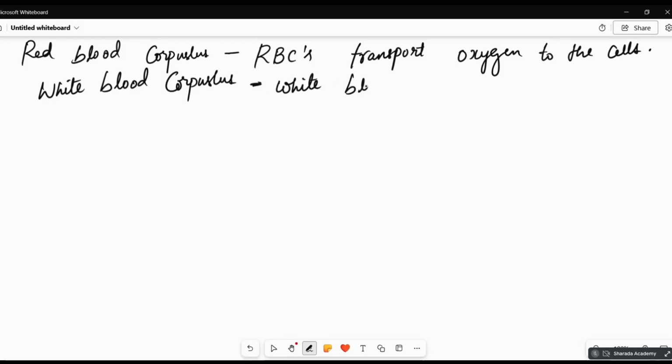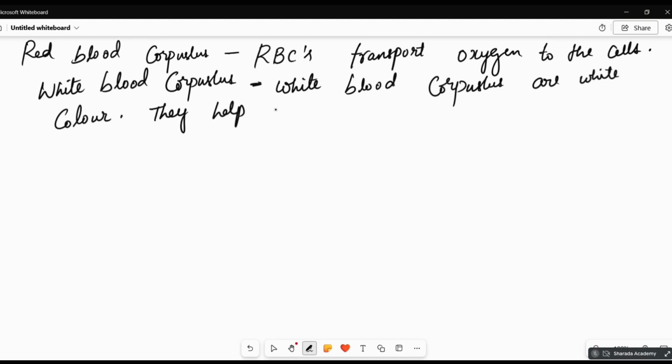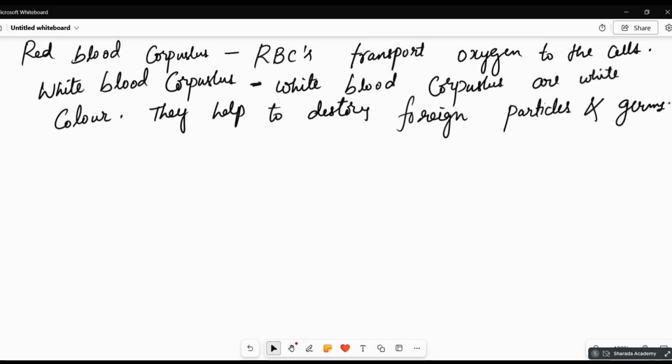White blood corpuscles are white in color. They help to destroy foreign particles and germs in the body.